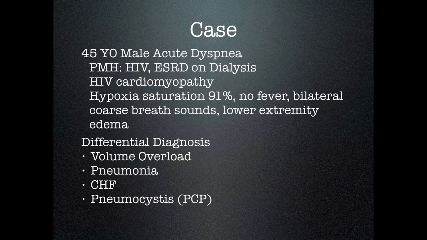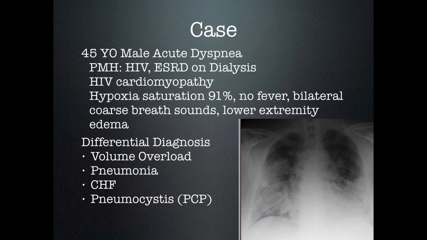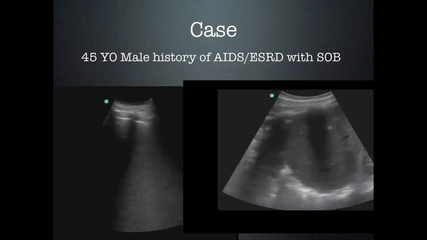So if I were going to make a differential for this, I would start thinking, is this volume overload? Is this pneumonia? Maybe it's CHF because he's got a history of the HIV cardiomyopathy. And maybe it's pneumocystis because he's not on his medicines. So we do a chest x-ray. Here's his chest x-ray. Can we make a diagnosis based on the chest x-ray? You can see there's certainly a lot of abnormalities on his chest x-ray, but this is a little difficult to make a diagnosis. So let's do an ultrasound.